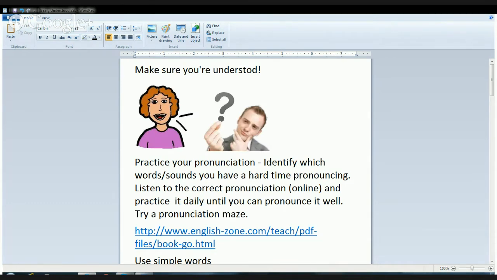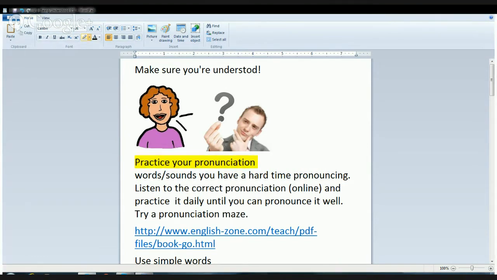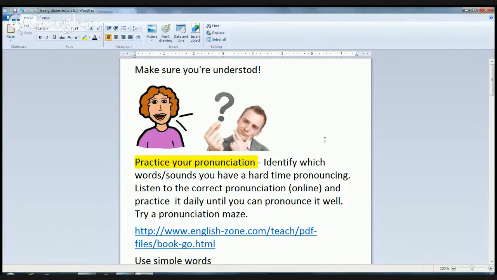All right, very good. And that's the suggestion that I have, the first suggestion here. Practice your pronunciation. Okay, so let's take responsibility for being understood. We want to make sure that our pronunciation is clear and accurate. So my suggestion is this: identify which words or sounds you have a hard time pronouncing. And you know which ones those are. Okay, and I'll give you an example.